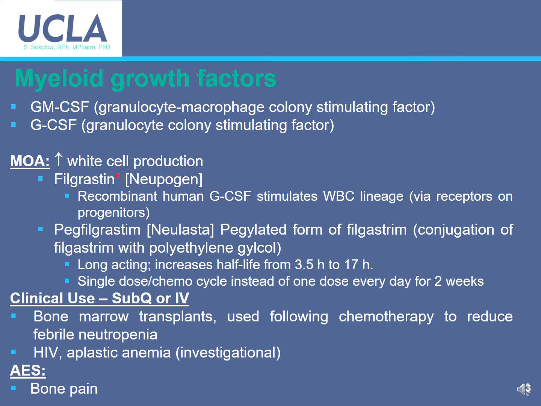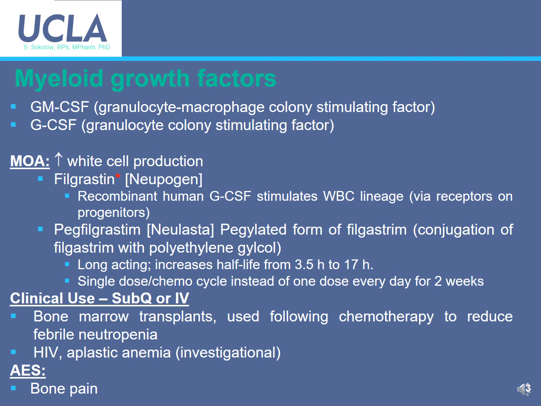Now, there are other myeloid growth factors such as GM-CSF and G-CSF. So GM-CSF is the granulocyte macrophage colony stimulating factor, and G-CSF is the granulocyte colony stimulating factor. So both increase the production of white cells. And the drug is filgrastim or Neupogen. So this is a recombinant form of G-CSF, and so it has the same function as the endogenous CSF, which is to increase the number of white cells.